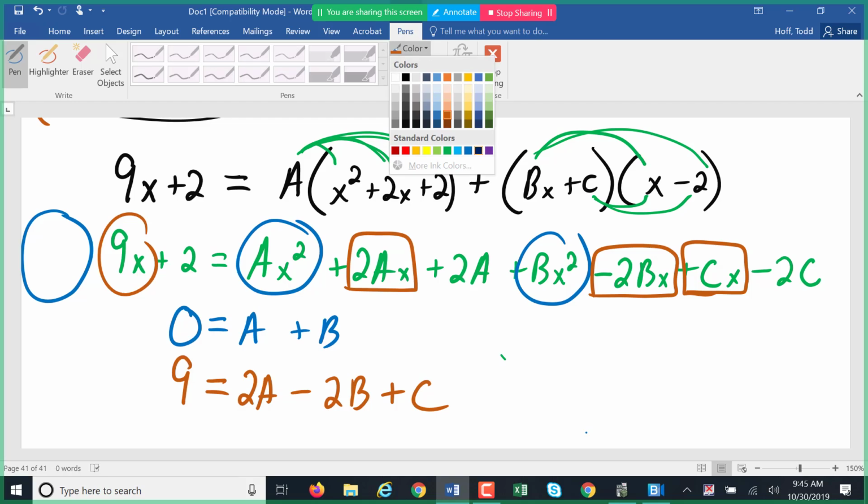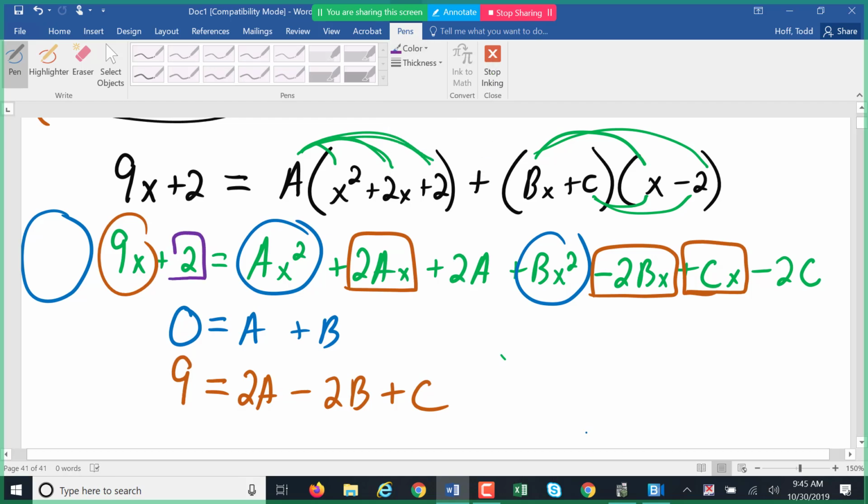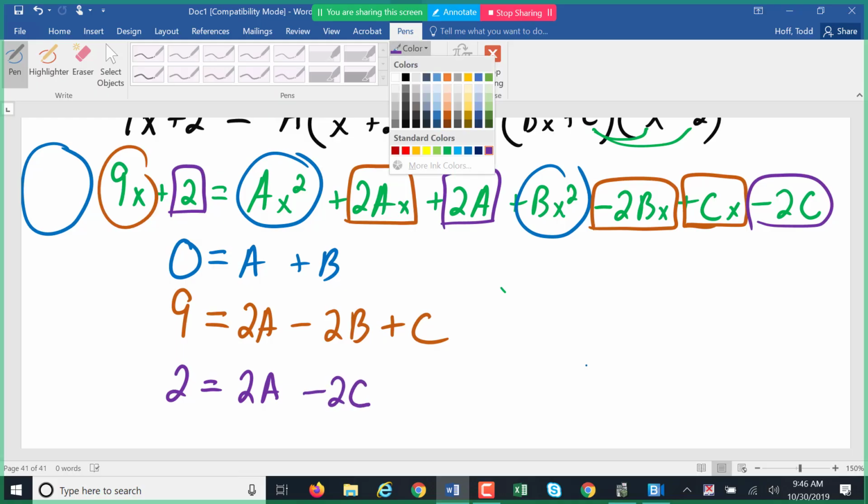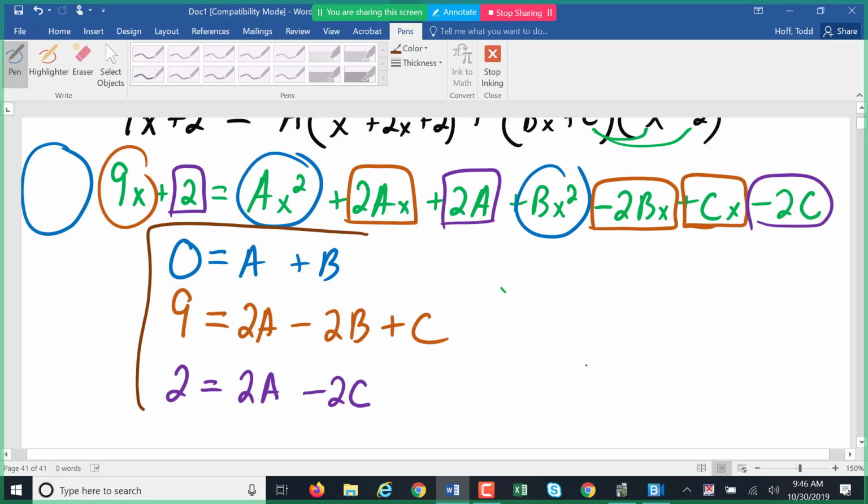And then finally, for our constant term, on the left side, we've got 2. On the right side, we have 2a and a minus 2c. So this is our system of equations that we're going to work with.